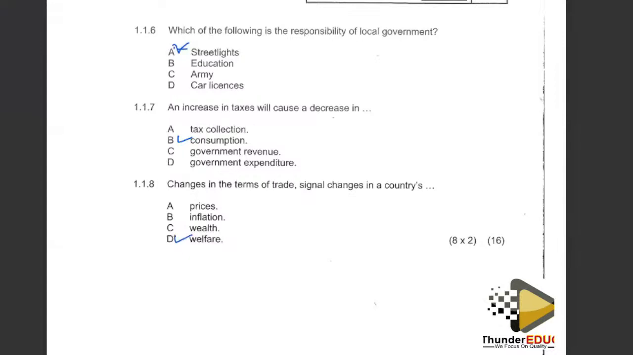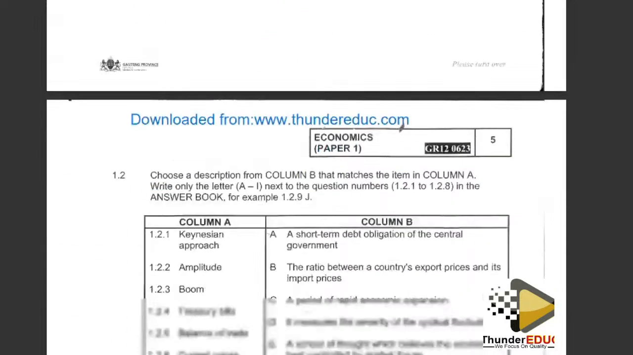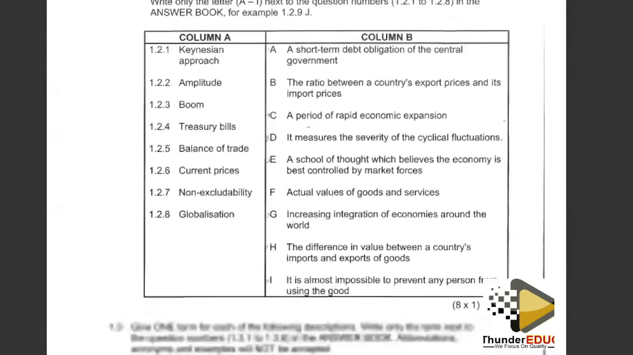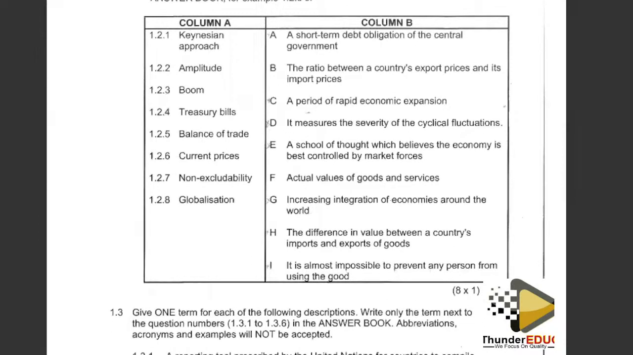Okay, right, grade 12. So now let's move on to the next question, grade 12. The next question that we are moving to is 1.2. So now 1.2 reads as follows: choose a description from column B that matches the item in column A. Write only a letter in brackets.